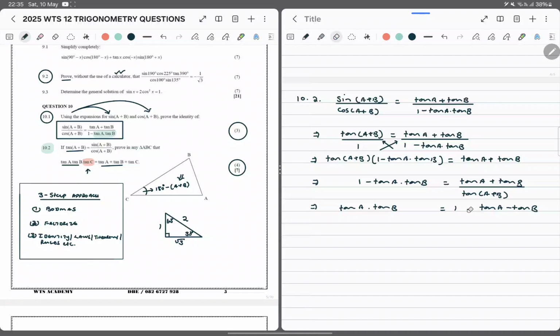Okay, maybe I'm too overzealous at this stage, so let's leave this one like so.